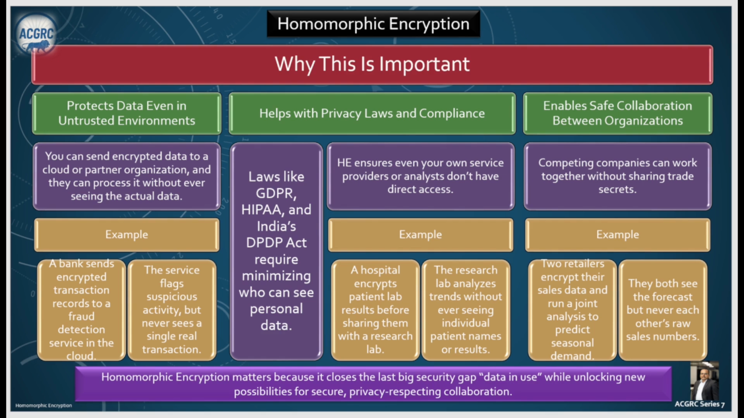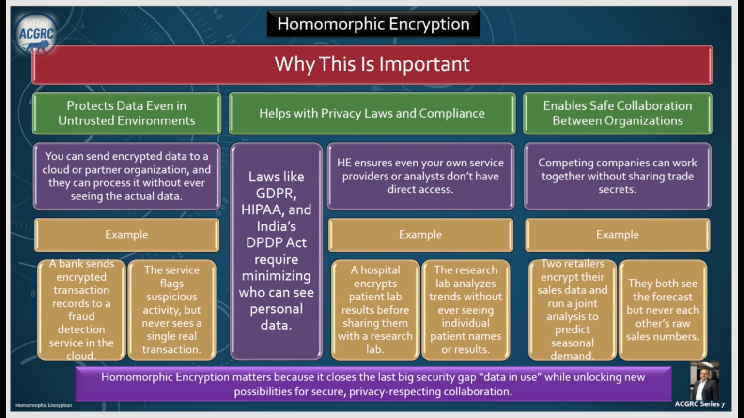You can send encrypted data to a cloud or a partner organization and they can process it without ever seeing the actual data. Example, a bank sends encrypted transaction records to a fraud detection service in the cloud. The service flags suspicious activity but never actually sees a single real transaction. So that's protecting the data in an untrusted environment.